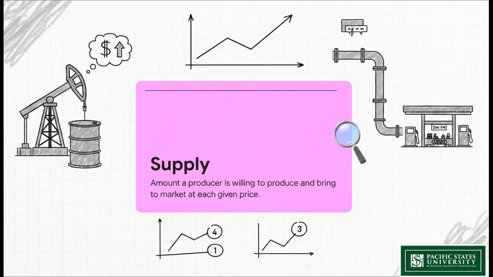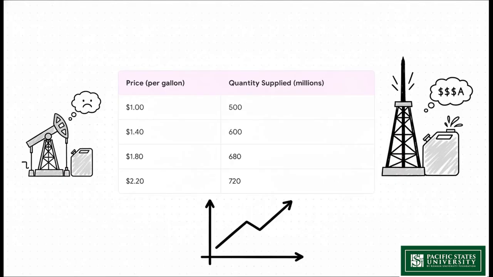And just like we discussed with demand, we absolutely must differentiate supply, which is the whole relationship across all prices, from quantity supplied, which is just one single specific amount at one specific price tag. Let's look at the producer side of the gasoline market to put the law of supply into perspective.